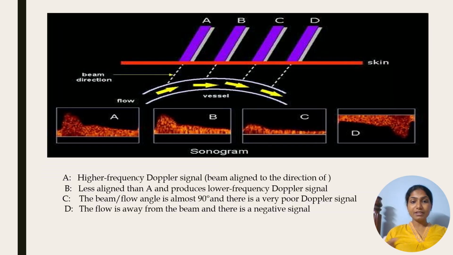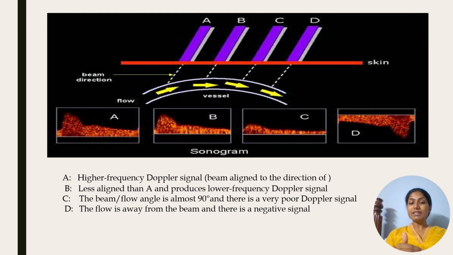So in this picture, we can see that the A beam is aligned to the flow of the blood vessel. So we can see the Doppler wave which is formed, the higher frequency wave is formed because the beam is aligned to the direction of blood flow. But now you see beam B. So this is less aligned, it is not aligned to the blood flow. So the flow is this, but it is comparatively lower than the A wave.